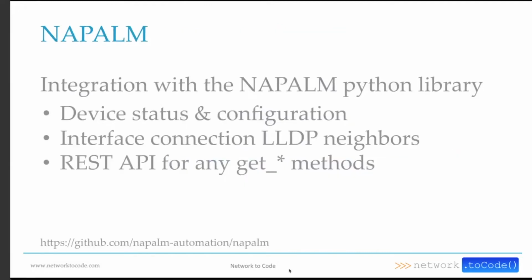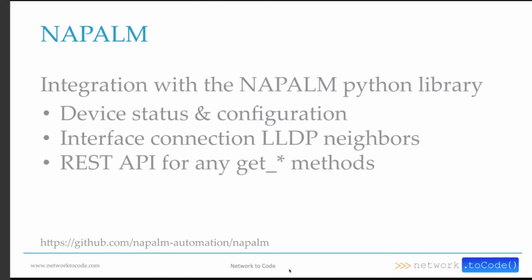So we'll start off with our NAPALM integration. NAPALM, if you're unfamiliar with it, is an open source Python library for abstracting communication with network devices in a vendor agnostic manner. And specifically in NetBox, we have an integration where, if you choose to make use of it, you can pull environmental and status information. You can pull the running configuration off a device and view that in NetBox.